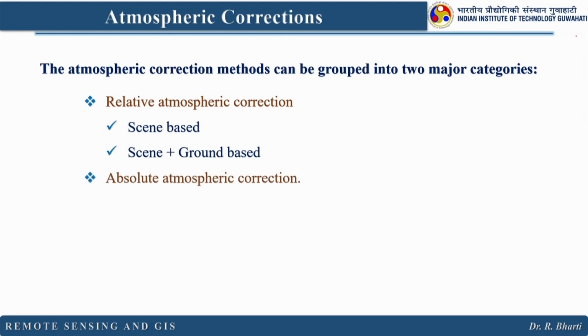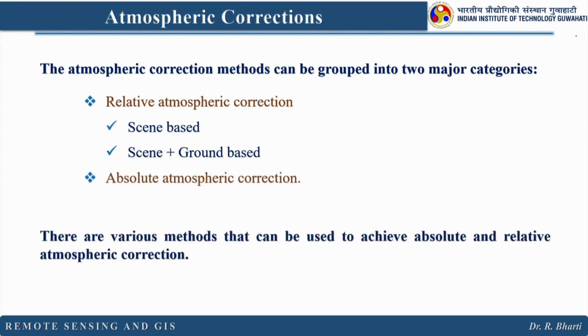Next one is absolute atmospheric correction. Relative atmospheric correction is basically where you use some standards to correct the images. But in absolute atmospheric correction, you will have to know all the atmospheric constituent parameters and their values, and based on that you will model the atmosphere. There are various methods that can be used to achieve absolute and relative atmospheric correction, that we will see.